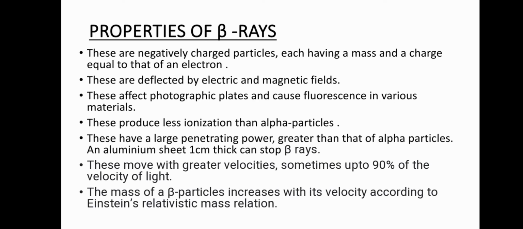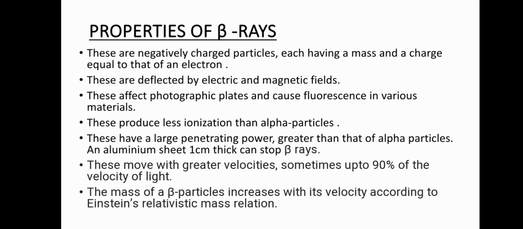Properties of beta rays. These are negatively charged particles, each having a mass and a charge equal to that of an electron. These are deflected by electric and magnetic fields. These affect photographic plates and cause fluorescence in various materials. These produce less ionization than alpha particles. These have a large penetration power, greater than that of alpha particles.